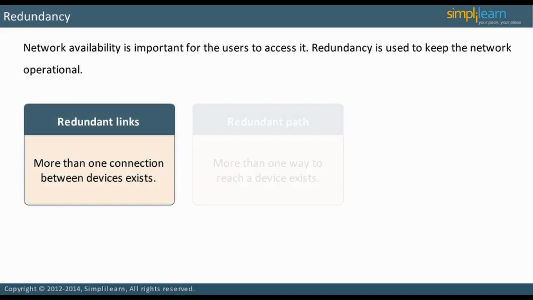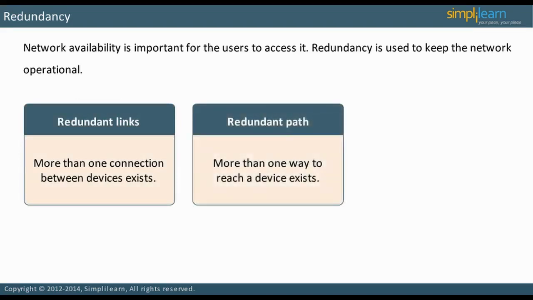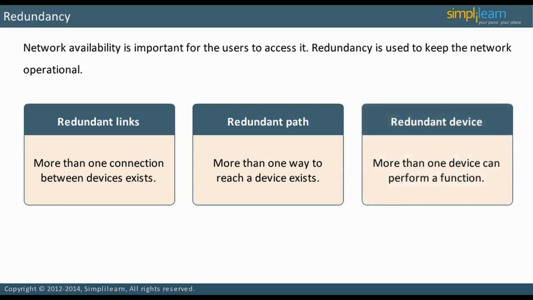Redundancy is also provided by redundant paths. This is when there is more than one way to reach a device. A device can have more than one interface through which it can receive packets from another device. There is also redundancy in the form of redundant devices. Here, more than one device can perform a function. For example, two Cisco firewalls can be configured for failover, meaning if one of them fails, the other immediately takes over. Therefore, redundancy is good, but it can have unintended side effects.